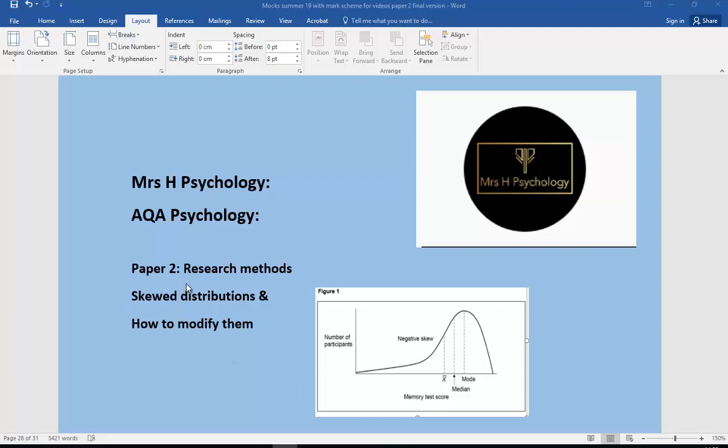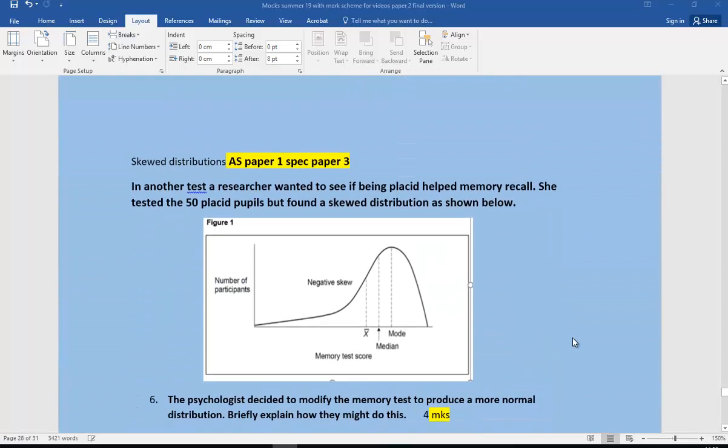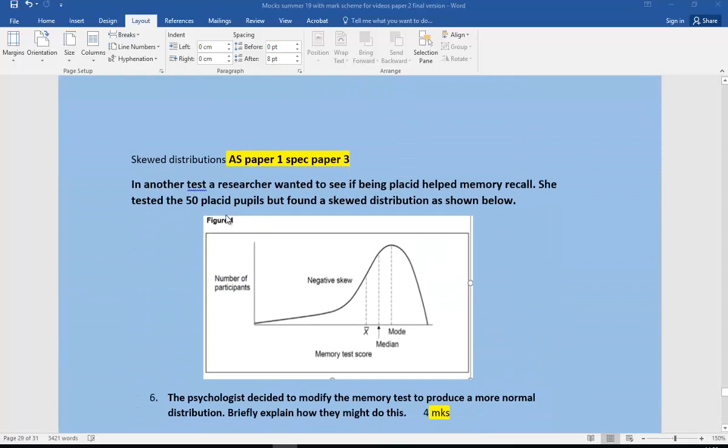Okay, so this is paper 2, research methods question, this time on skewed distributions and how to modify them. Okay, so if we have a look at the information here, in another test, a researcher wanted to see if being placid helped memory recall. She tested 50 placid pupils but found a skewed distribution as shown below. Okay, so they could give you any data like that.